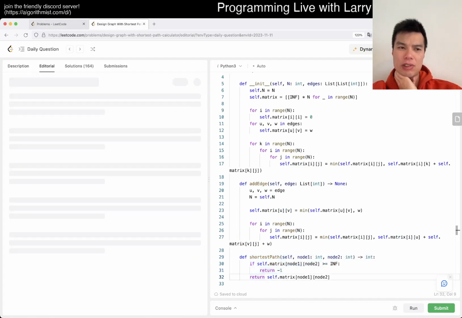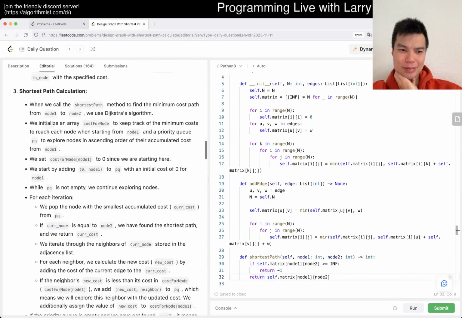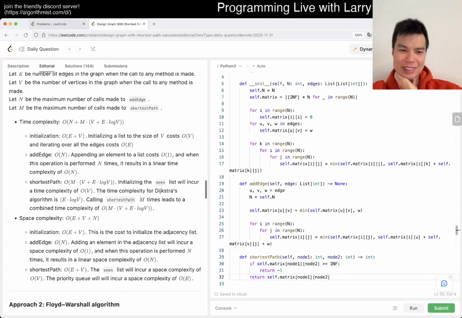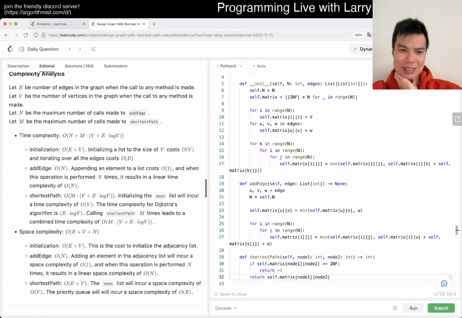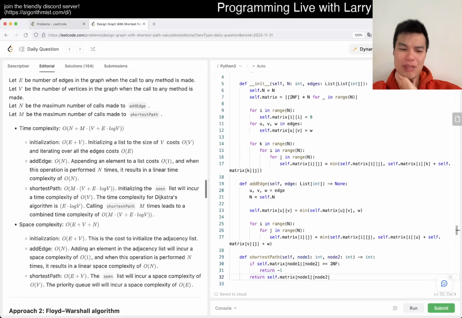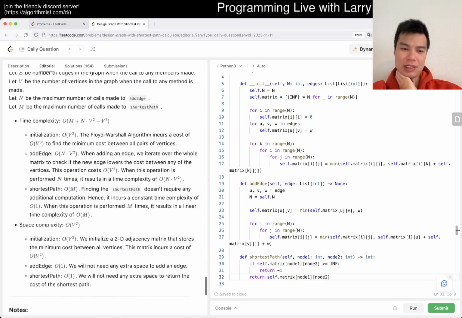I'm going to just look at the editorial real quick because I'm curious why. I mean, I know how to do these, obviously, I've done it before, but it's just about, yeah, see, but that's the thing, right? M is 100. E is 100 squared, and log V, so this is going to be 100 cubed times V times log V, which in Python feels like it would be too slow, but apparently the inputs are such that it's not the case. Floyd is fine. I mean, that's what we did, even though it's way slow.